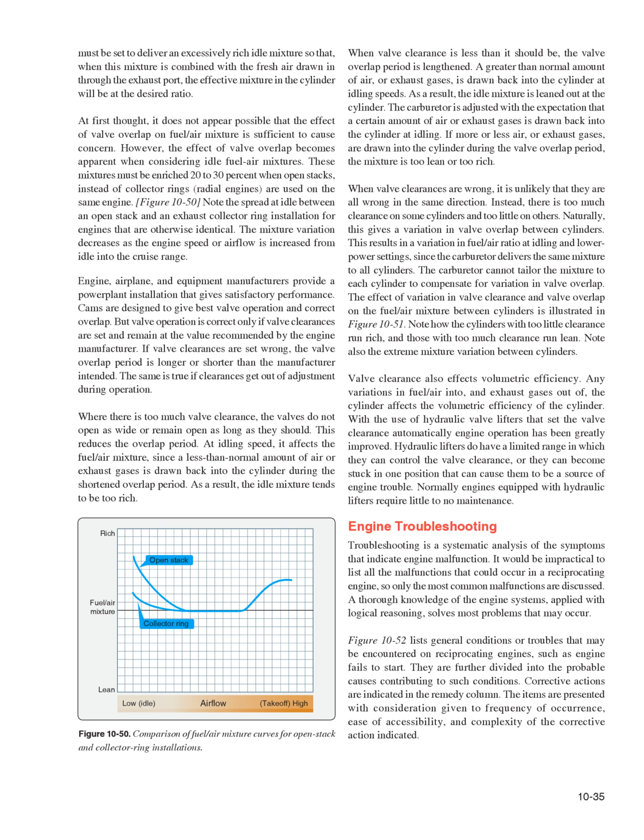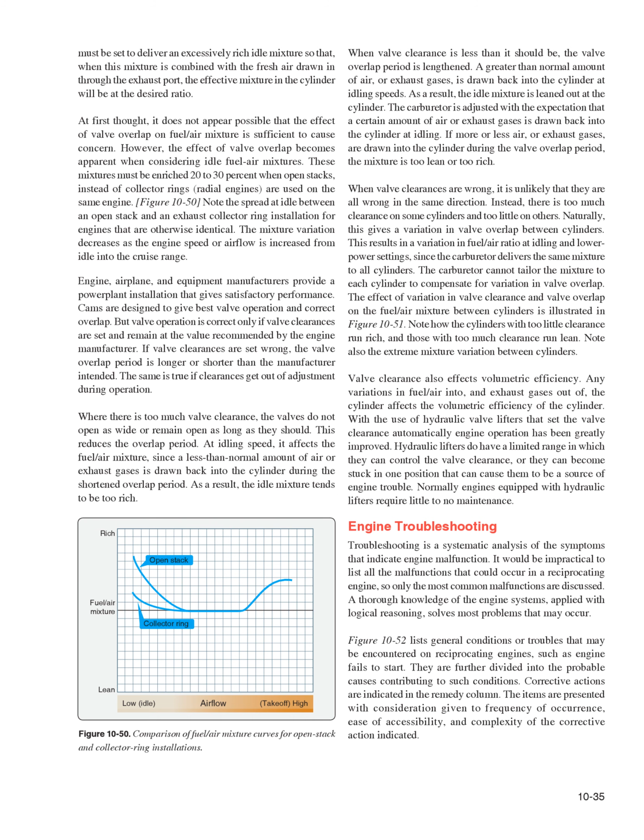Troubleshooting is a systematic analysis of the symptoms that indicate engine malfunction. It would be impractical to list all the malfunctions that could occur in a reciprocating engine, so only the most common malfunctions are discussed. A thorough knowledge of the engine systems, applied with logical reasoning, solves most problems that may occur. Figure 1052 lists general conditions or troubles that may be encountered on reciprocating engines, such as engine fails to start. They are further divided into the probable causes contributing to such conditions.